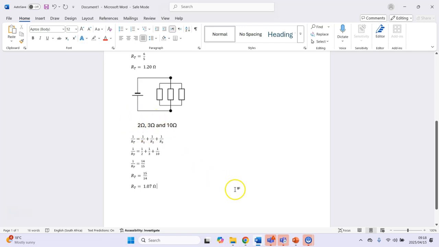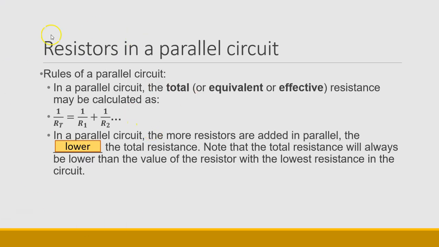So let's come back to this slide and see if it makes more sense now. Remember that we can work out the total resistance in a parallel circuit using this formula. And in a parallel circuit, the more resistors are added in parallel, the lower the total resistance. And also note that the total resistance will always have a smaller value than the value of the resistor with the lowest resistance in the circuit.